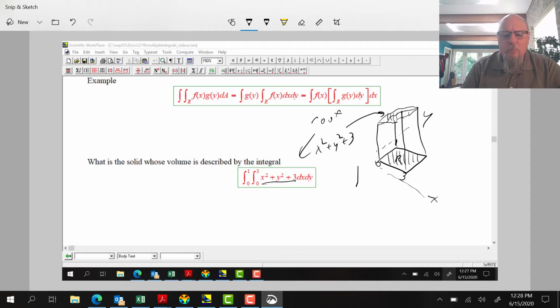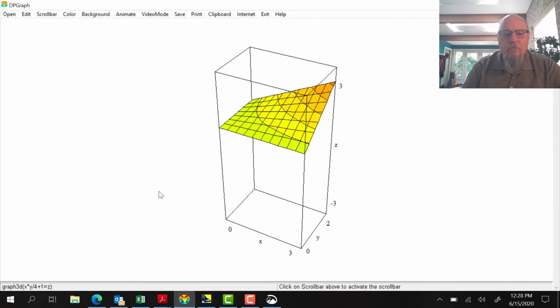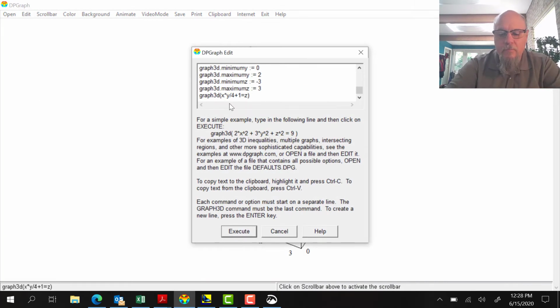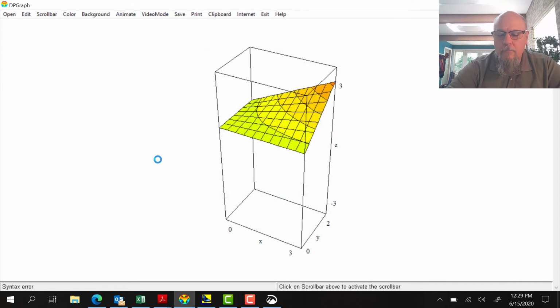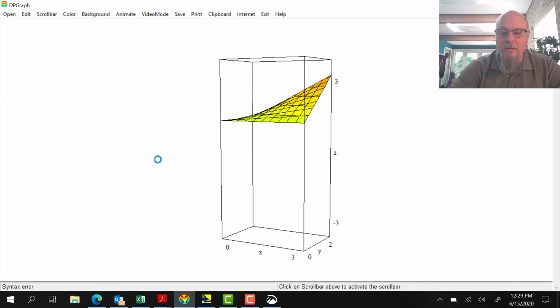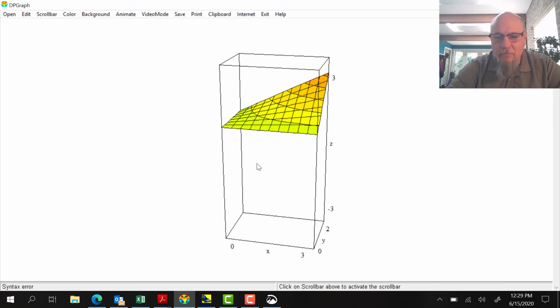You know what? If we let Desmos graph draw x squared plus 3, that'll be a lot easier than me. So it's going to be plus 3, and our x goes from 0 to 3, and our y goes from 0 to 1. There, that's okay. That's a lot nicer than having to suffer through my drawings. I'm talking about the shape underneath this graph above that rectangle. That's the shape whose volume is described by the integral.